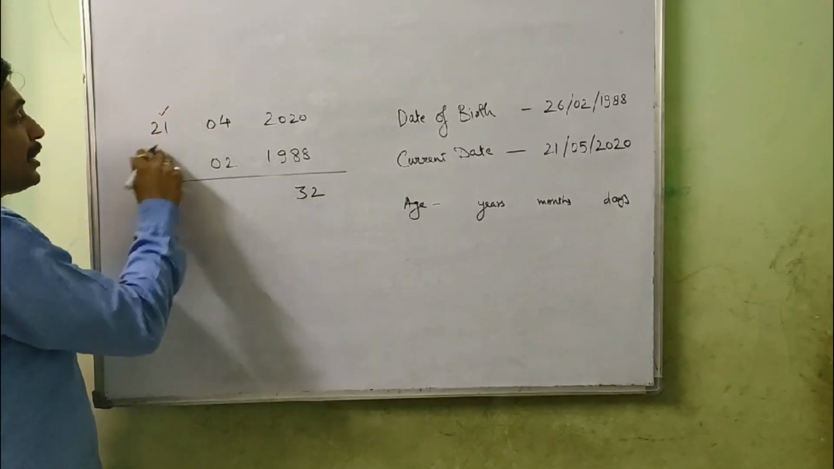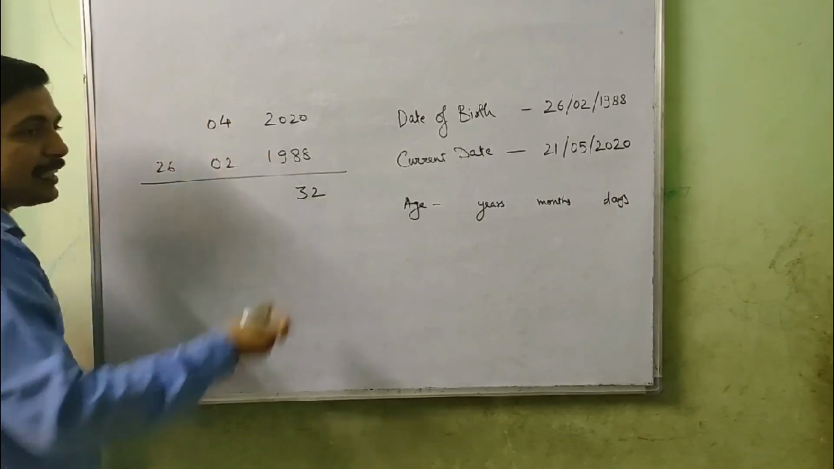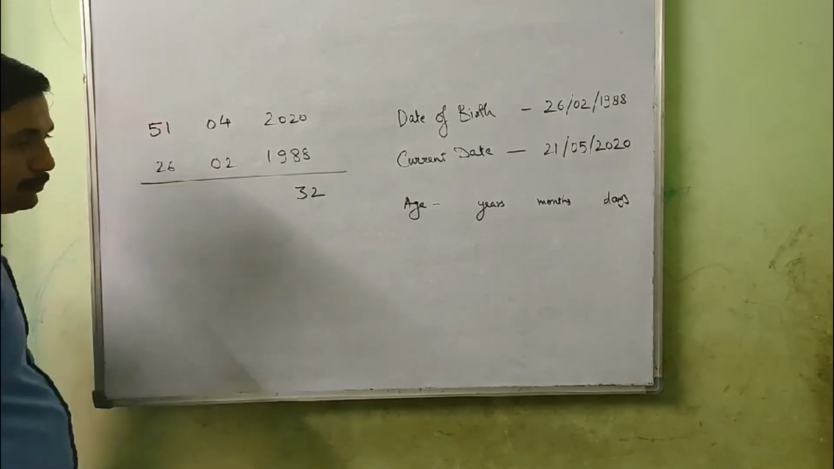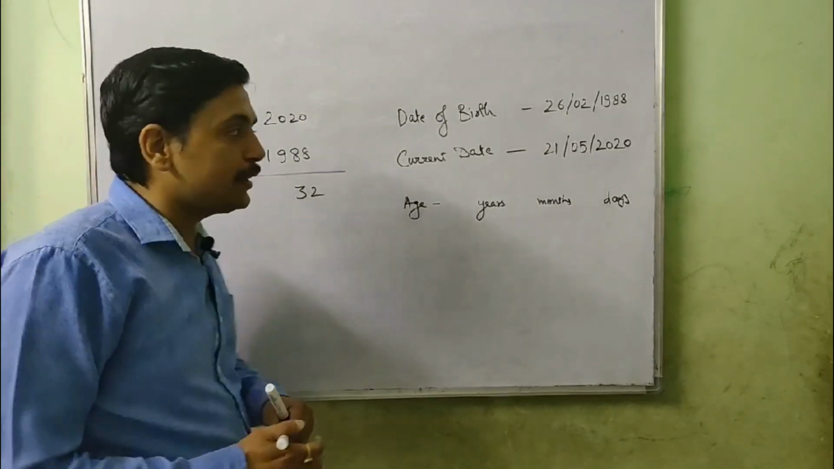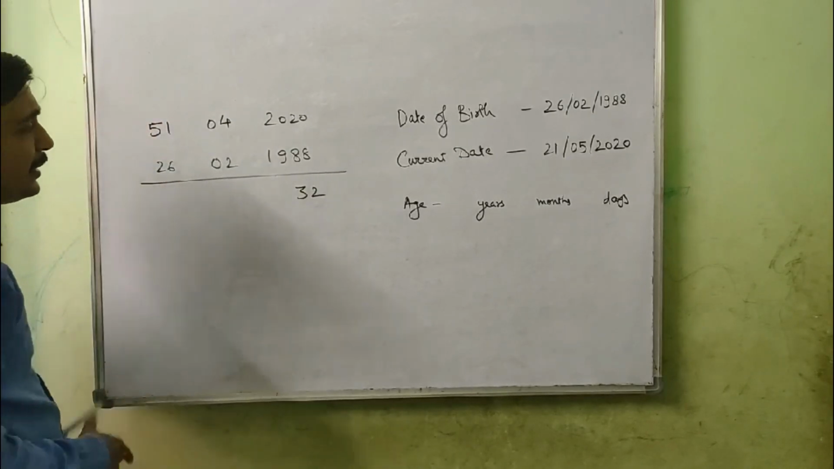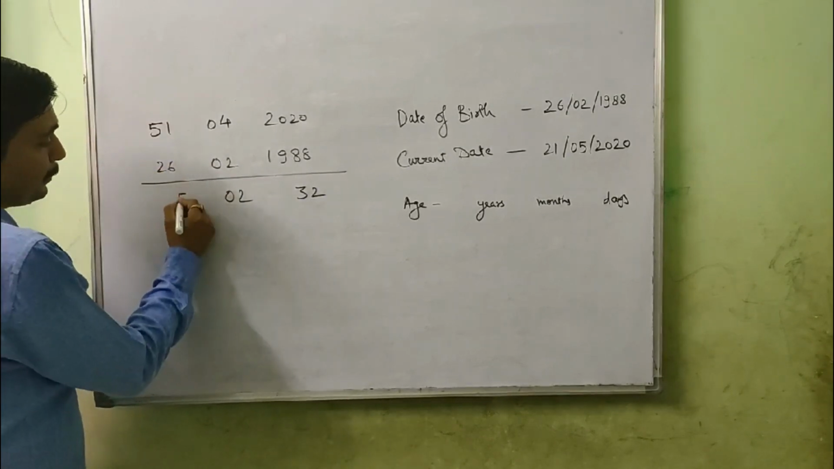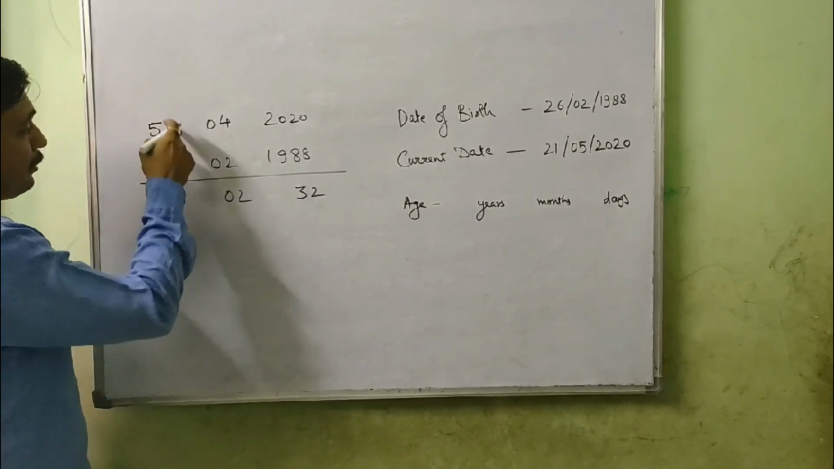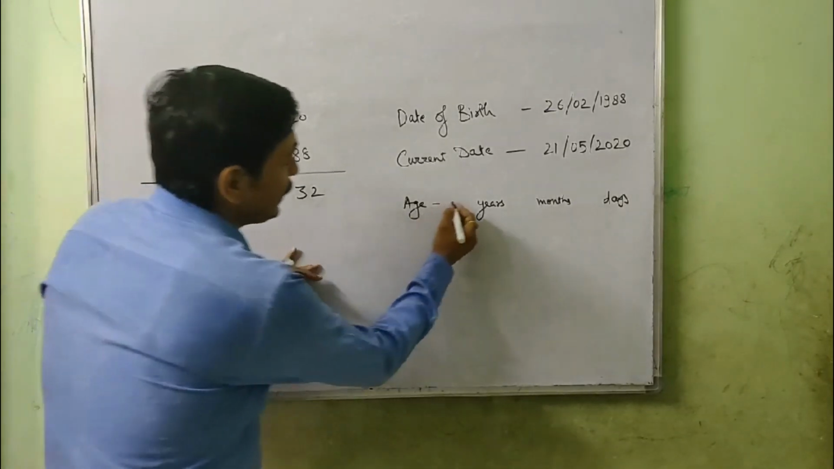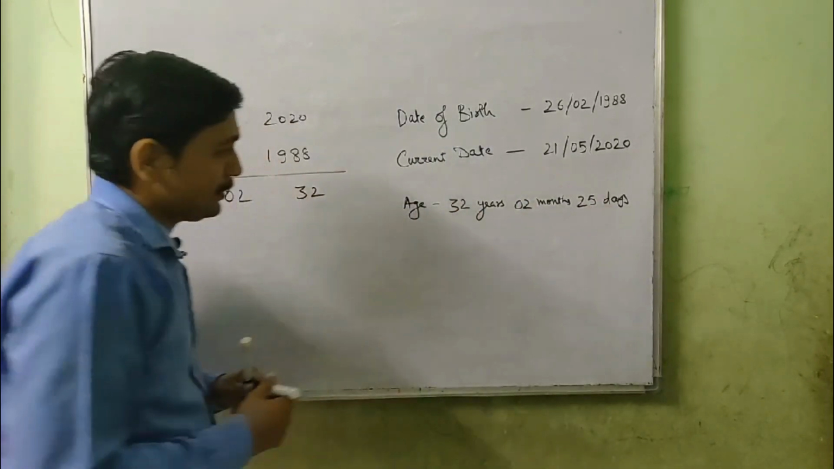And when I take 1 month, how many days will it increase? Actually it's not fixed how many days are there, so we will simply add 30 to it. So it will become 51. We are assuming each month to be of 30 days. So we subtracted 1 month and we added 30 days. Now it will become 2 months, and now you can do subtraction of days as well. So it will become 11, 6, 5, 11, 4, 2, 25. So age is 32 years, 2 months, 25 days.